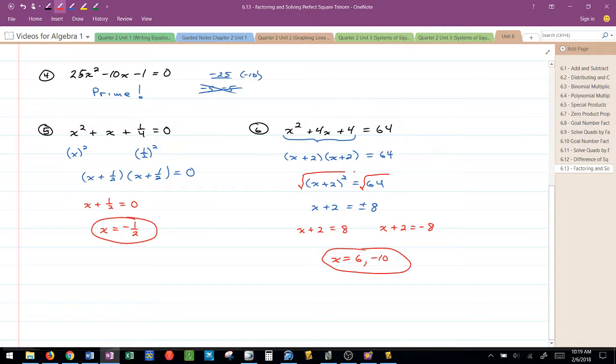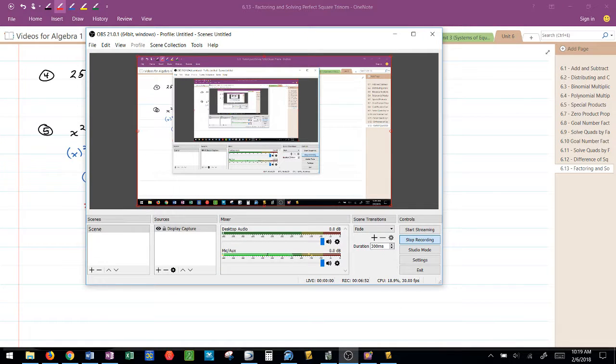This process is going to be something that we study a lot of when we do this thing called completing the square. All right? Hope this helps. Good luck to you, and let me know if you have any questions.